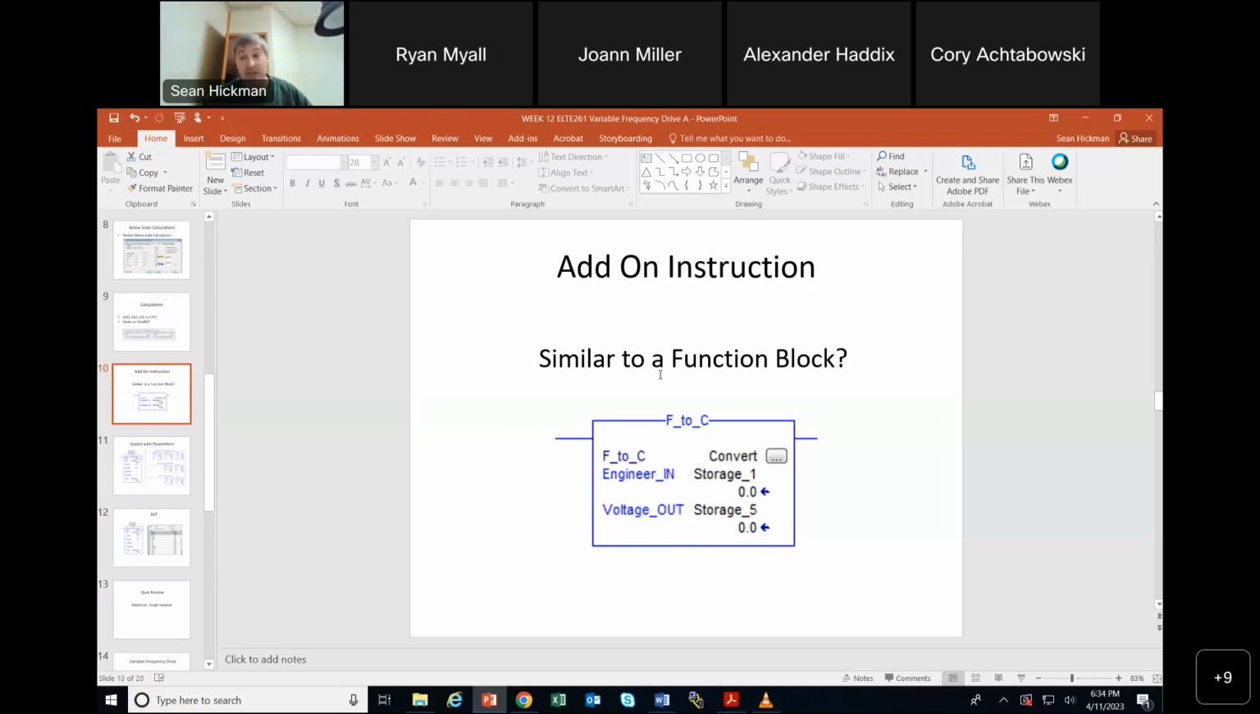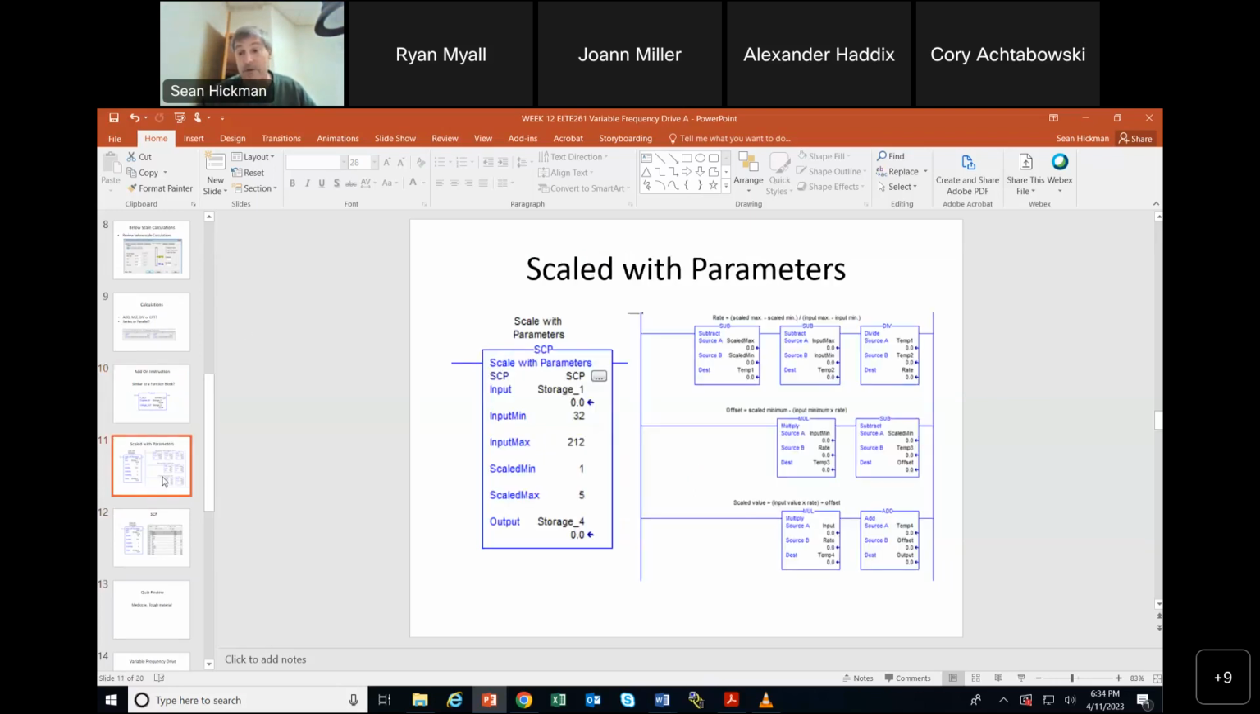So when you get into a lot of programming, or see a lot of programming, you're going to see add-on instructions all over the place, because it's code that somebody put together that they just want to reuse over and over again. They don't want to recreate this code every time. They're going to put it into an add-on instruction, drag that instruction in, and then they don't have to recode it.